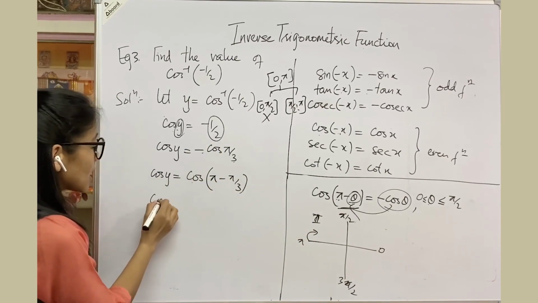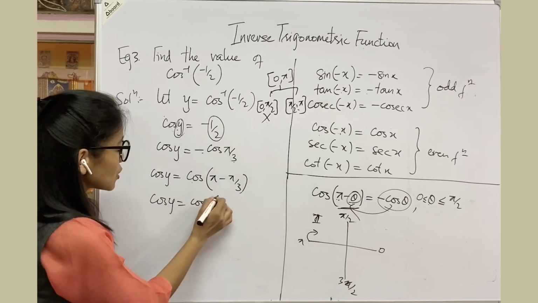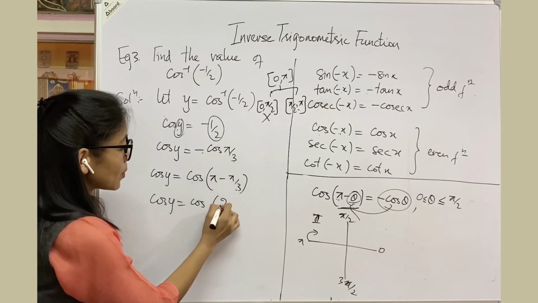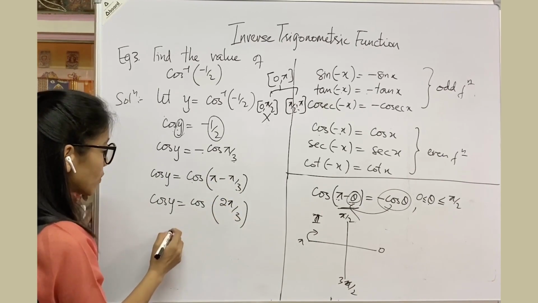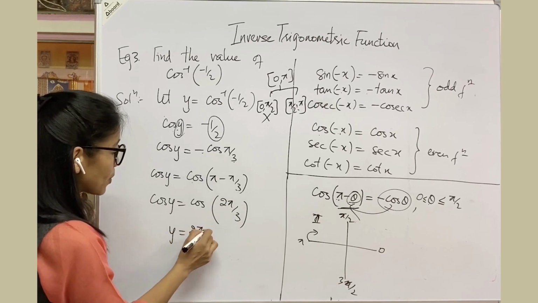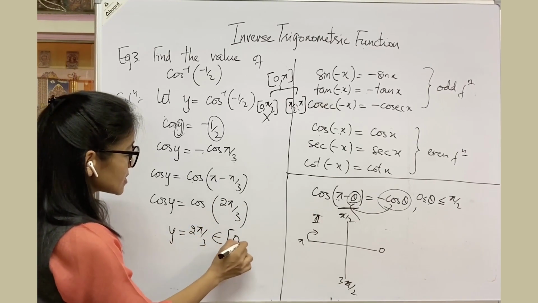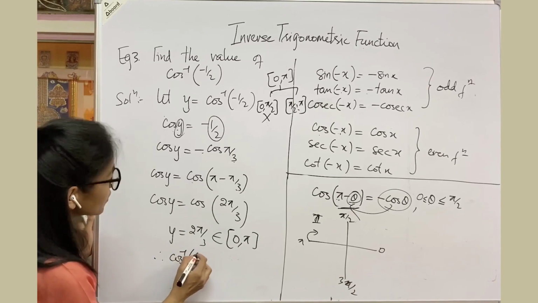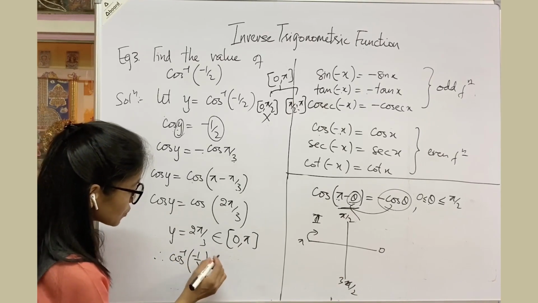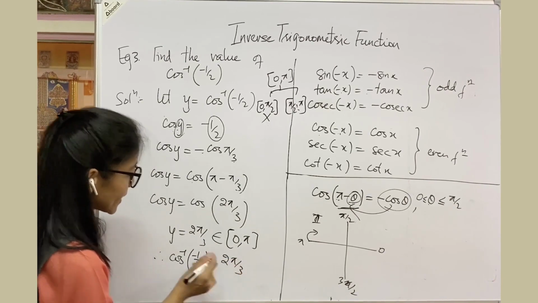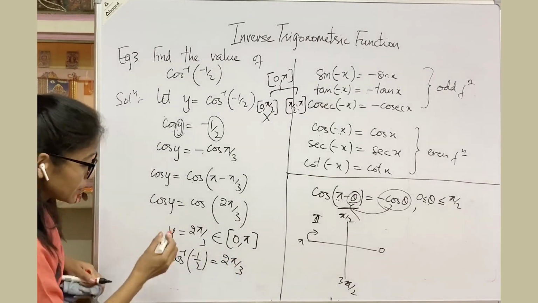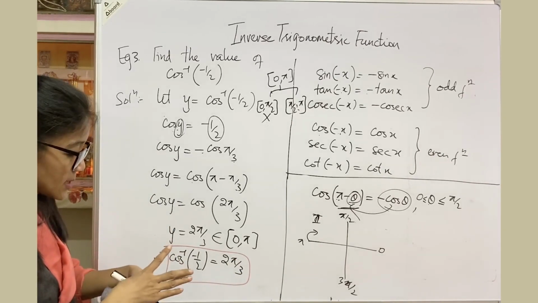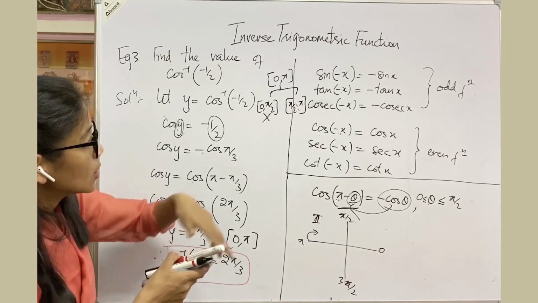So now I have cos y is equal to cos of 2 pi by 3. Now you can solve this. So we have y is equal to 2 pi by 3, which lies in 0 to pi. Therefore cos inverse of negative half is equal to 2 pi by 3, which is the principal value. Is that clear?